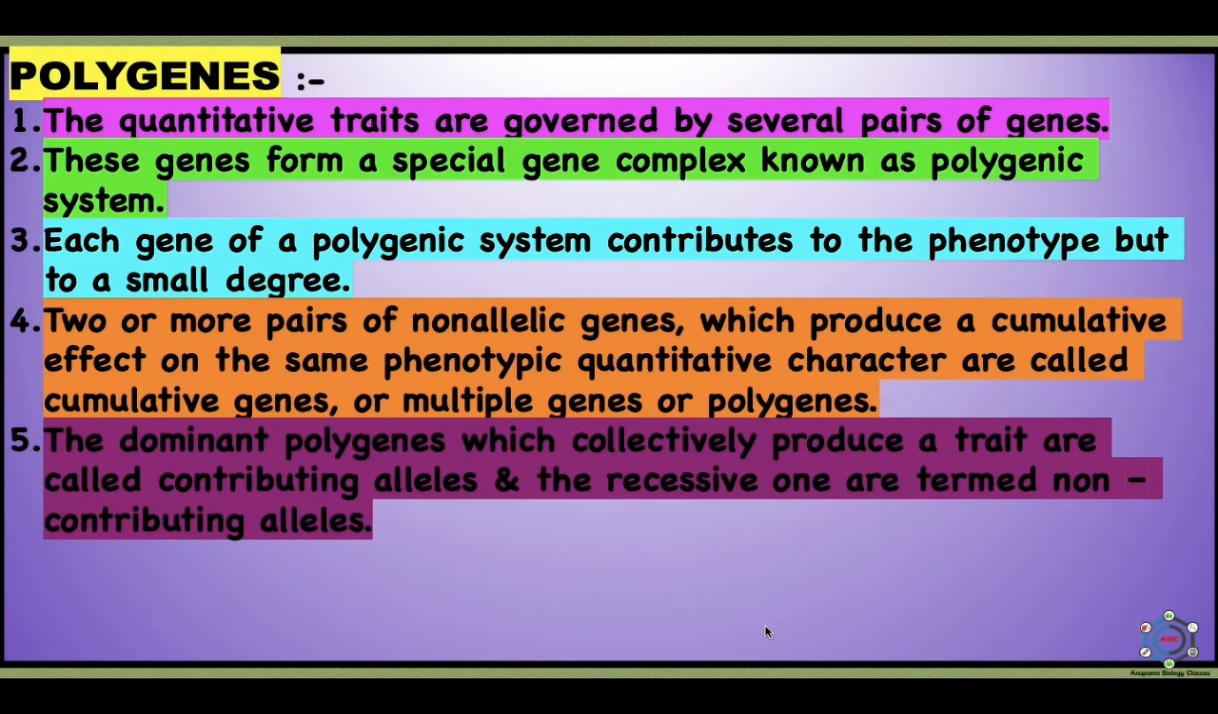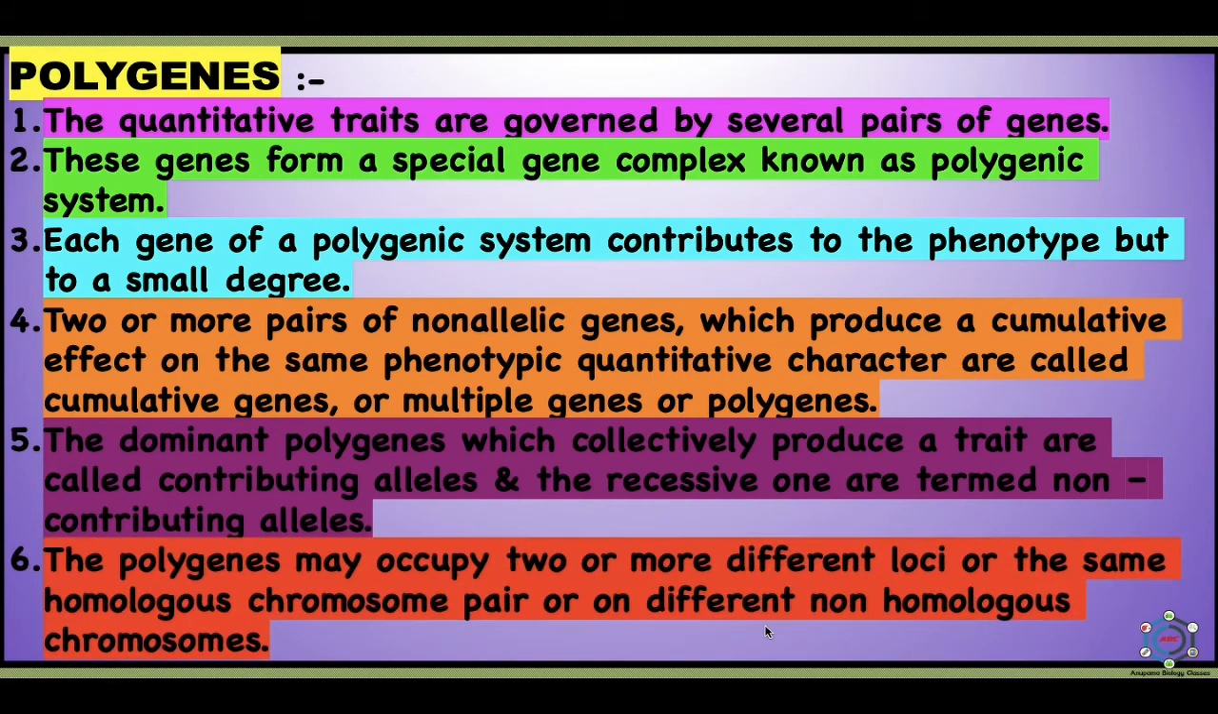The dominant polygenes which collectively produce a trait are called contributing alleles and the recessive ones are termed non-contributing alleles. The polygenes may occupy two or more different loci on the same homologous chromosome pair or on different non-homologous chromosomes.